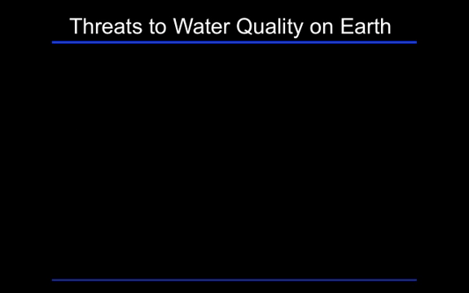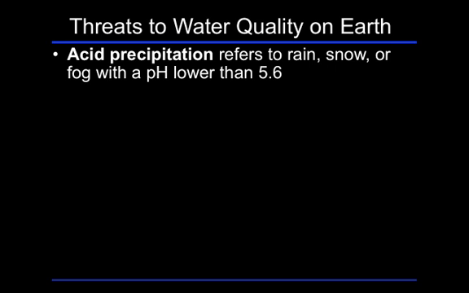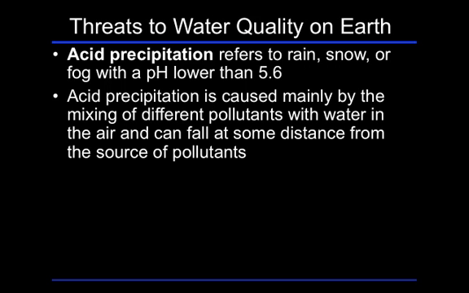What are some threats to water quality on Earth with regard to acids or bases? Well, acid precipitation, you may have heard of, refers to rain, snow, or fog with a pH lower than 5.6 on the pH scale. Now, normal rain has a pH of around 5.6 to 6, which is actually acidic. So normal rain, yes, is acidic, but anything lower than 5.6 is considered acid rain.